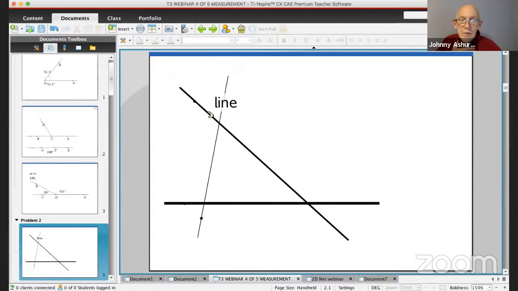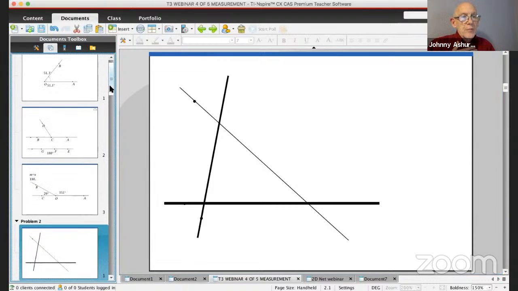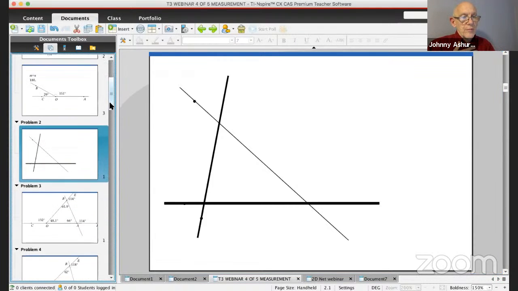Likewise, this line, and I'll change its appearance slightly. That line has been broken into 2 angles here. And I don't know the 2 angles, but I know the sum of their degrees is 180. And likewise here, 180. Now, let's think about that and put some measurements there.